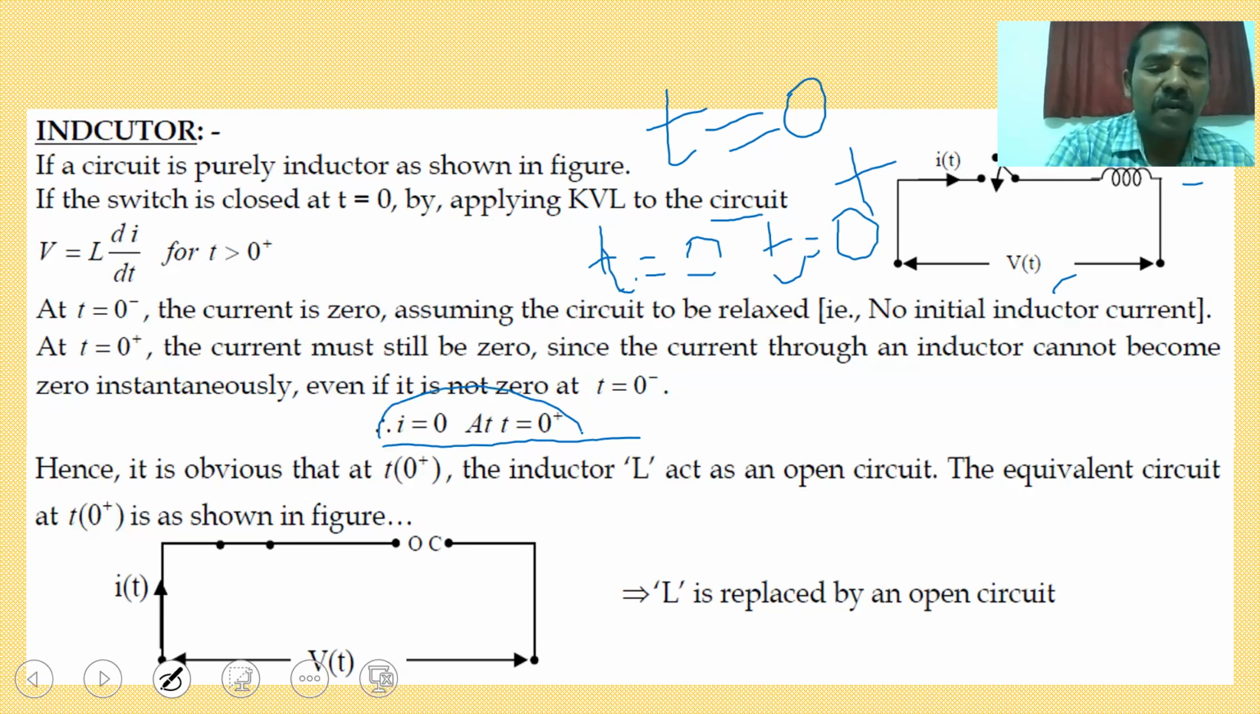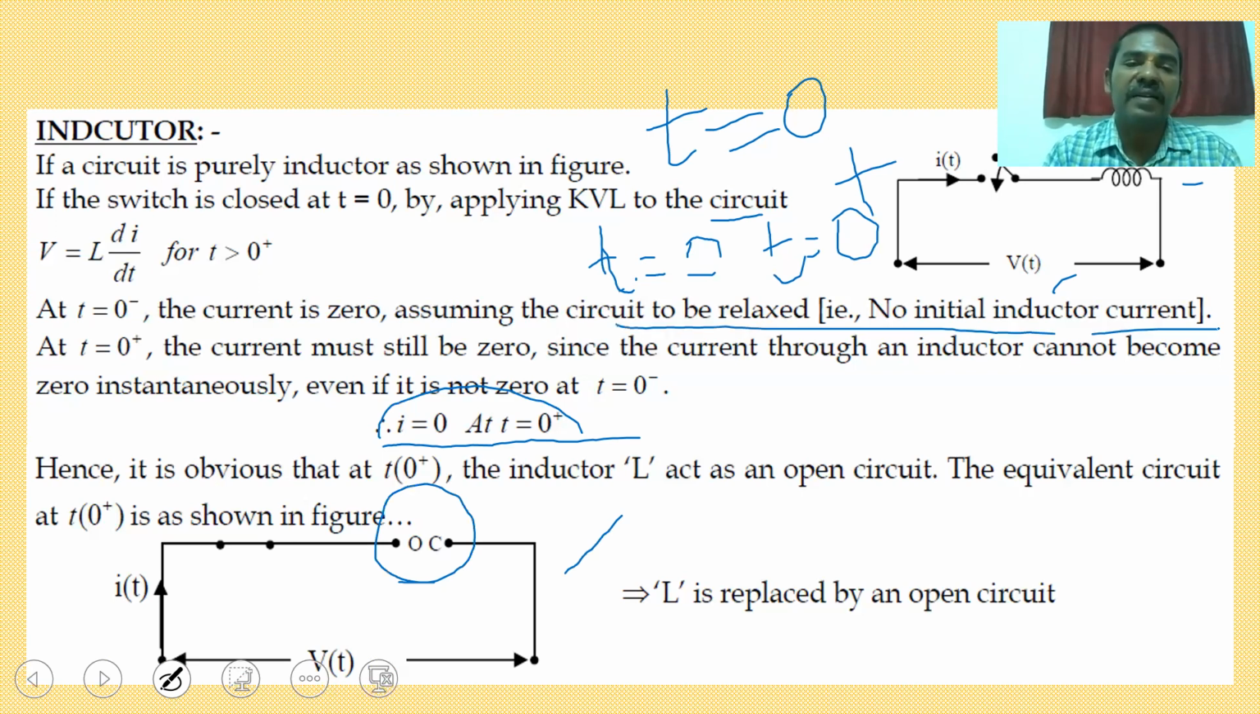So this is the equivalent circuit at closing of the switch at t equals 0. The inductor will act like an open circuit. So in this condition, we have taken no initial conditions in the inductor.